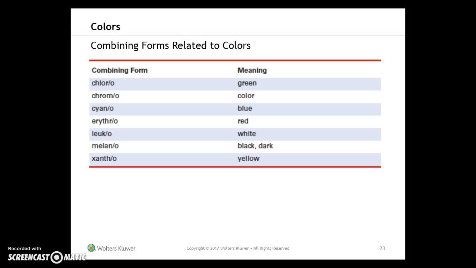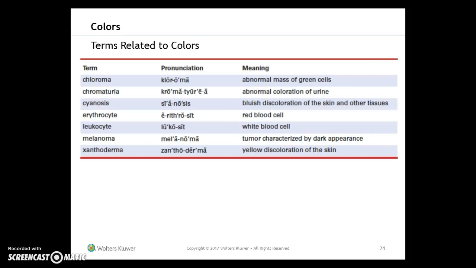Chloro for green, chromo for color, cyano for blue, erythro for red, leuco for white, melano for black or dark, and xantho for yellow. These are terms related to colors, and you can see how the color is in the definition or the meaning of the term: chloroma, chromaturia, cyanosis, erythrocyte, leukocyte, melanoma, and xanthoderma.